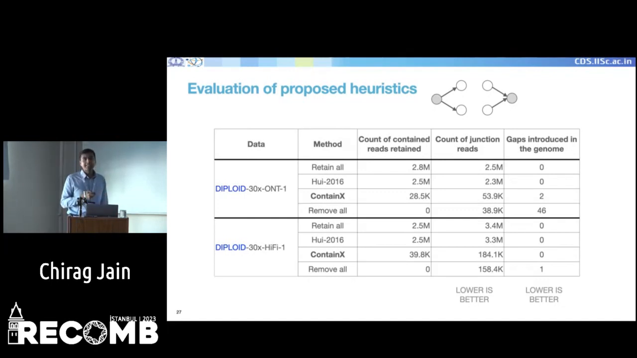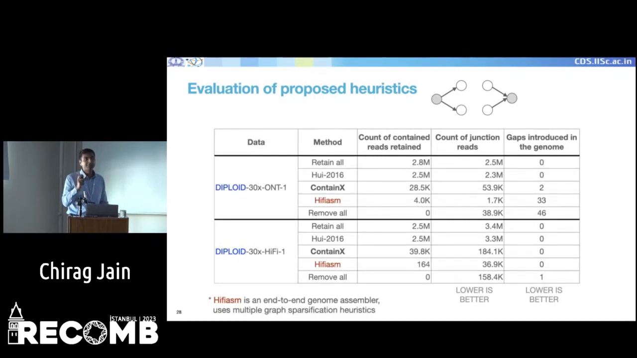We also compare against hifiasm. Hifiasm has a heuristic where it will recover the contained reads if it connects two contigs in the end, so it does it at the post-processing step. And here we see that hifiasm, because it's an end-to-end assembler, has more sparsification heuristics, but still it has coverage gaps left in the final genome assembly. So that indicates that there is promise of improving the existing algorithms and using a better graph sparsification model.